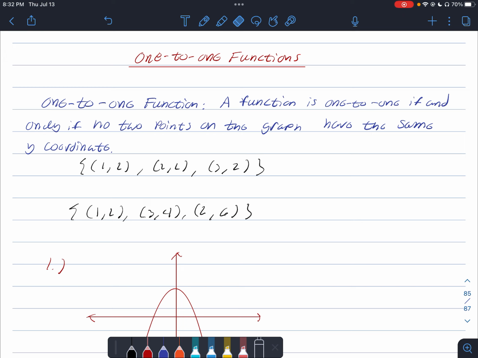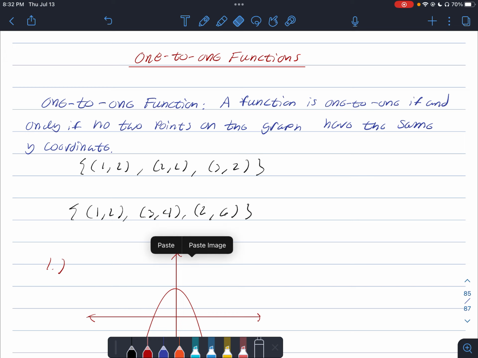So the definition of a one-to-one function goes as follows. A function is one-to-one if and only if no two points on the graph have the same y-coordinate. So we're defining this in terms of the graph, but we can also define this in terms of relations. Let's take a look here at these two different relations.